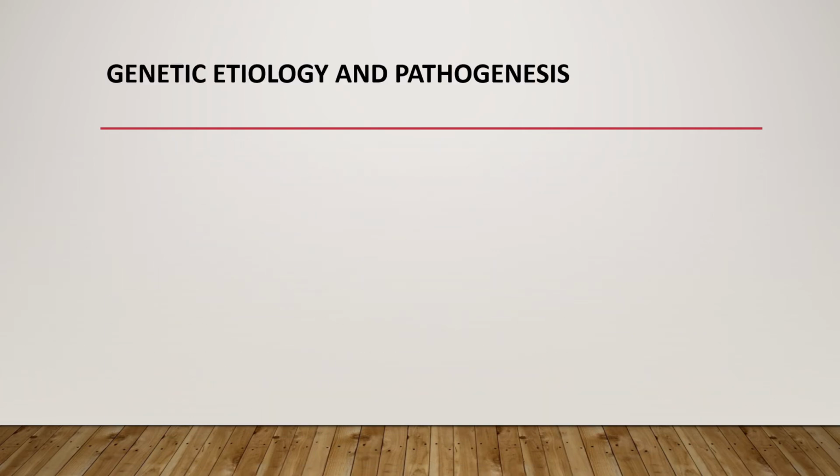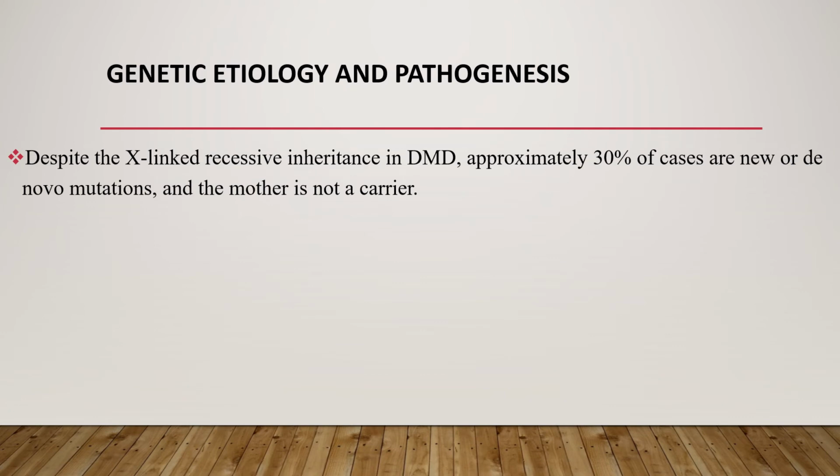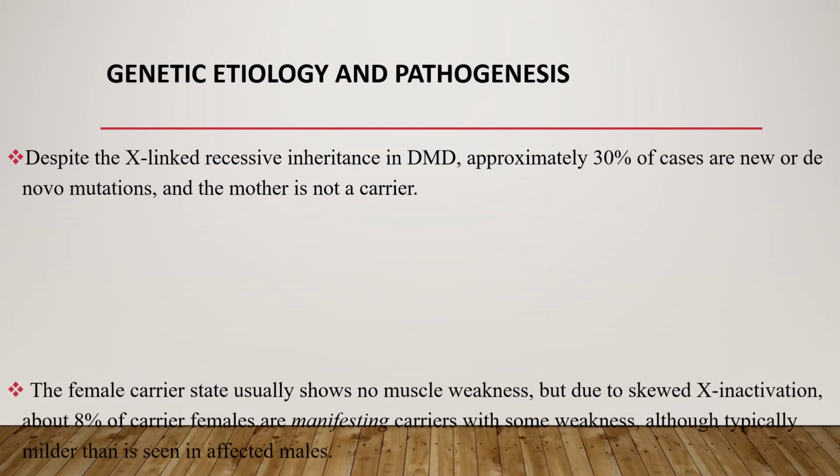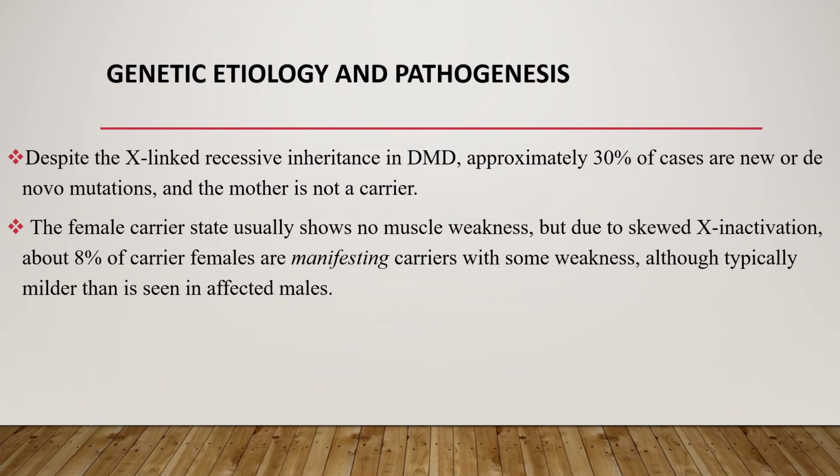When we look at genetic etiology and pathogenesis, despite the X-linked recessive inheritance in Duchenne muscular dystrophy, approximately 30% of cases are new or de novo mutations and the mother is not a carrier. The female carrier state usually shows no muscle weakness, but due to skewed X inactivation, about 8% of carrier females are manifesting carriers with some weakness, although typically milder than that in the affected males.